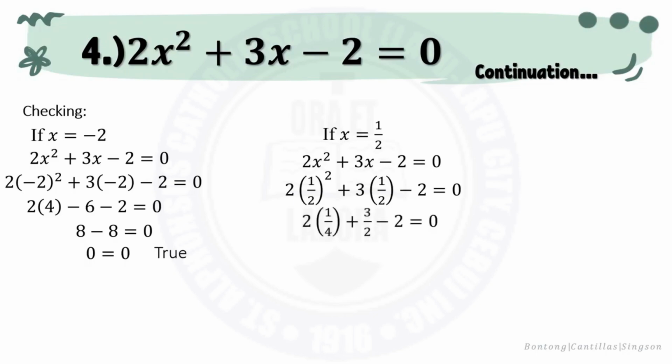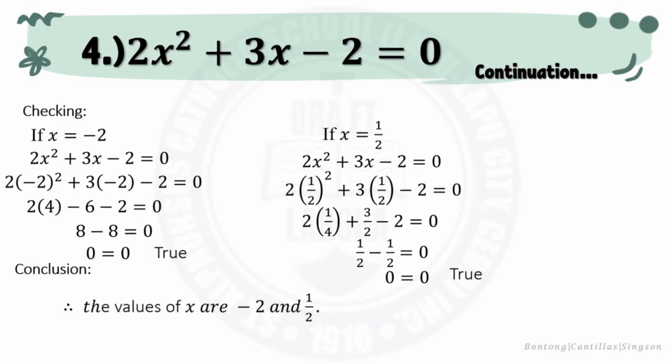So 1/2 squared, that is 1/4. Next term, 3 times 1/2, that's 3 over 2. Minus 2 equals 0. Next, 2 times 1/4 is 2/4, or simply 1/2. Next, 3 halves minus 2, that's negative 1/2. So the result will be 1/2 minus 1/2. Next, 0 equals 0. And that is true. Conclusion, therefore, the values of x are negative 2 and 1/2.